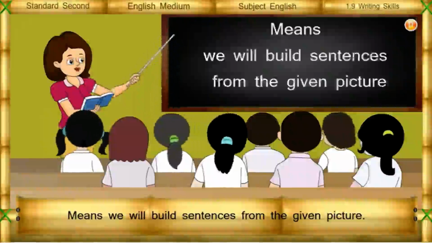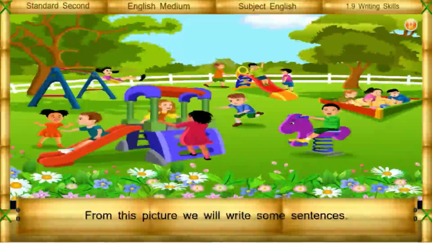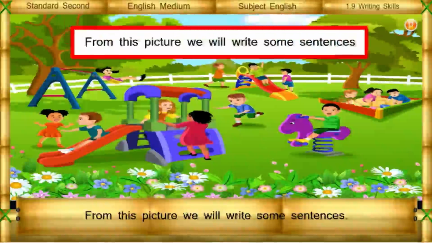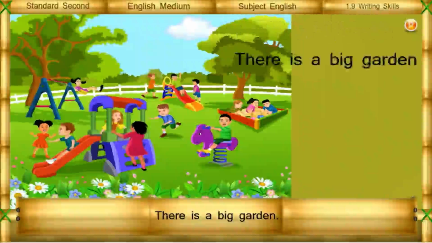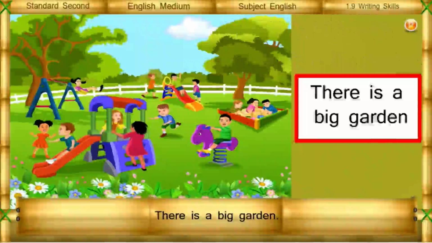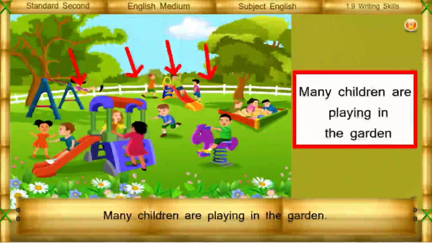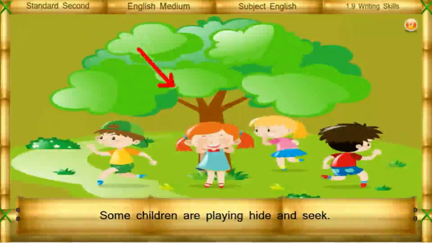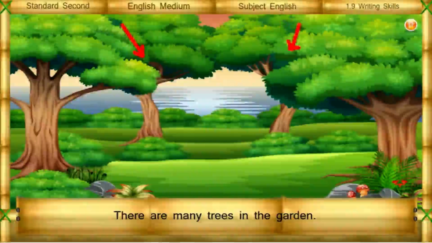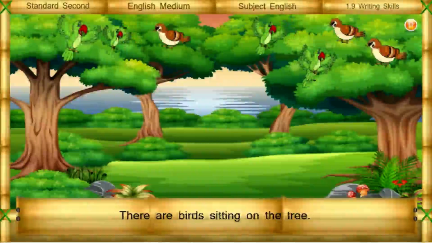Look at this picture. From this picture, we'll write some sentences. There is a big garden. Many children are playing in the garden. Some children are playing hide and seek. There are many trees in the garden. There are birds sitting on the tree.